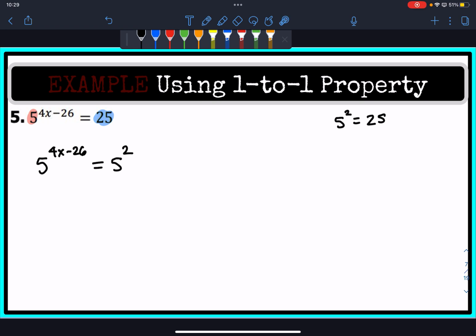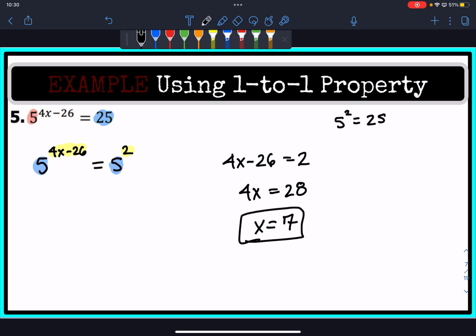And by doing that, I still have the same equation. I'm just changing the way this 25 looks. Instead of making it look like this, I'm making it look like this. It's still the exact same value. And because of that, our exponents are equal to each other because the bases are the same. So now 4x minus 26 equals 2, sorry. So adding 26 to both sides, that would be 28. Dividing by 4, we end up with positive 7. So x equals positive 7.